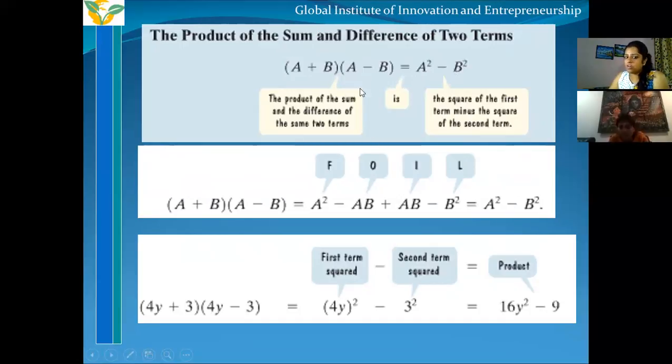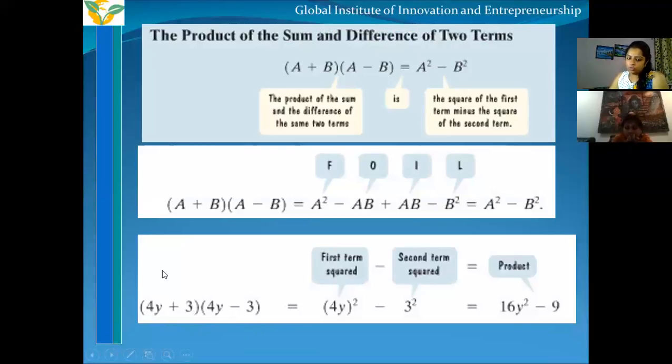As I have told you, this is a binomial. You need not necessarily mug up this formula. It is useful further on if you are going to solve MCQs, multiple choice questions, so it will be helpful if you understand this formula. But you need not necessarily mug it up, because as I have already taught you the two methods, how to multiply the binomials just by removing the brackets and using the FOIL method, you can use any one of the methods to find the product of the sum and the difference of the two terms. Given an example: 4y plus 3 in the first bracket, 4y minus 3 in the second bracket.